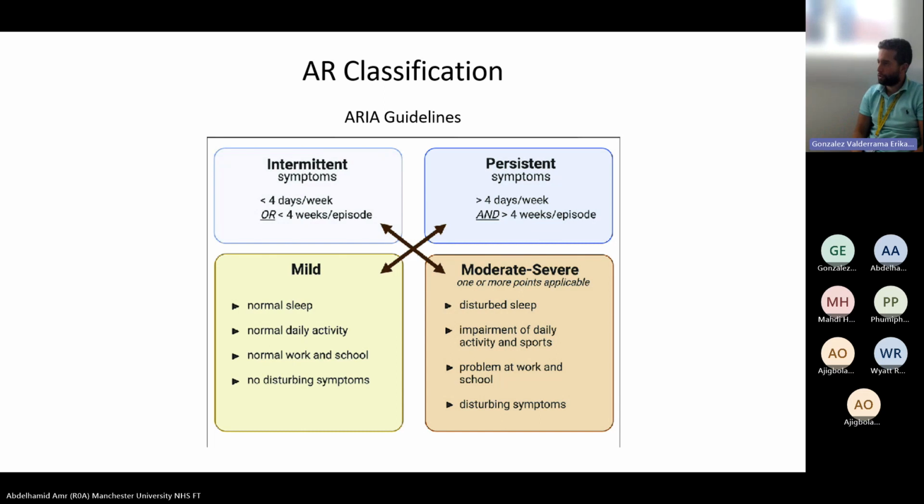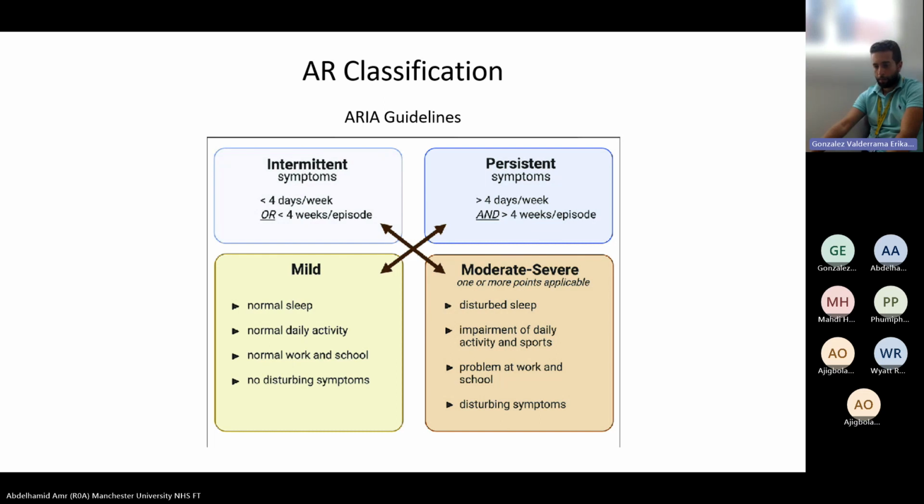How do we classify allergic rhinitis? It's classified according to the ARIA guidelines. It's defined as intermittent or persistent. Intermittent is when you've got symptoms less than 4 days a week or less than 4 weeks at a time. Persistent is when it's more than 4 days a week, or the episode lasts for more than 4 weeks.